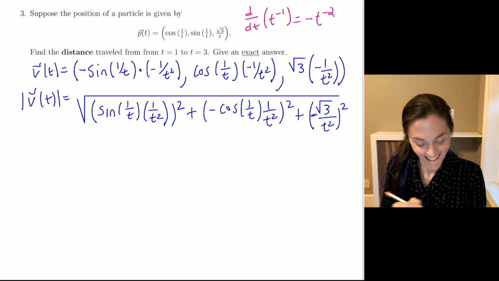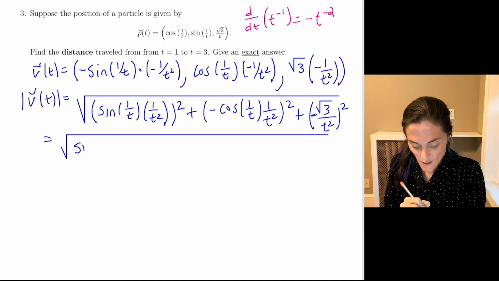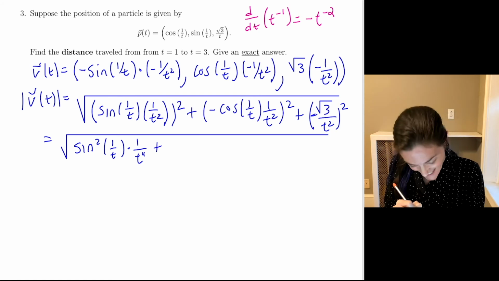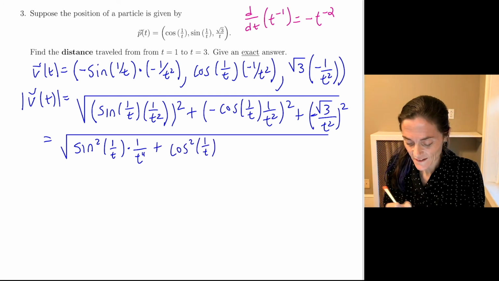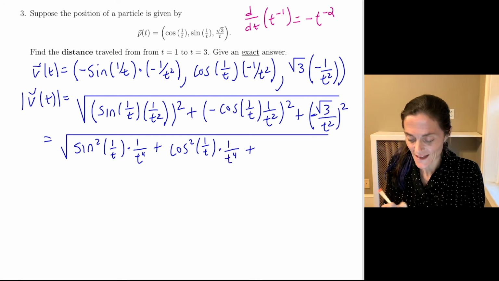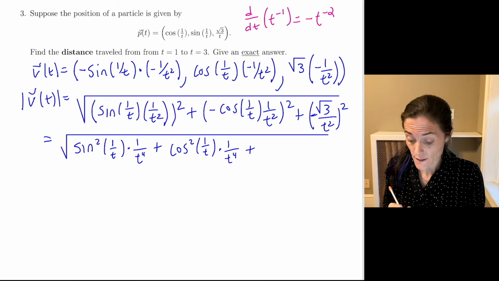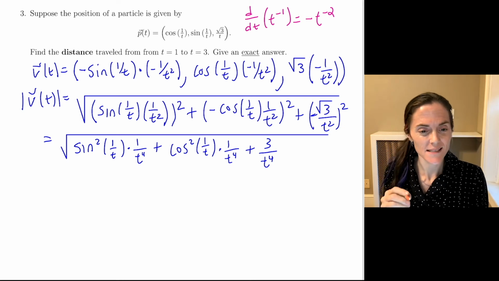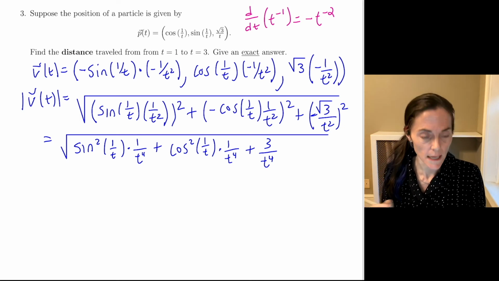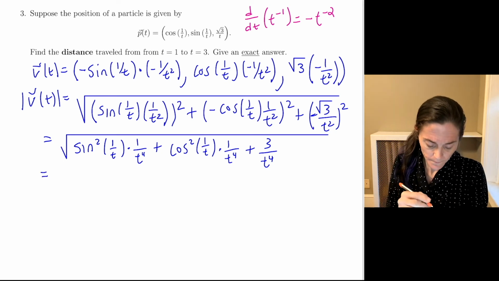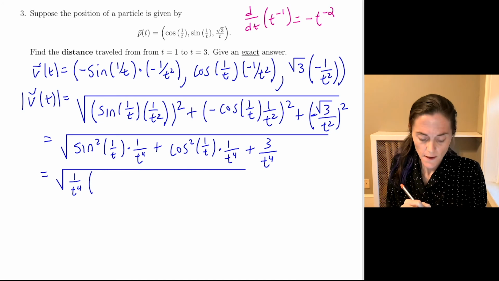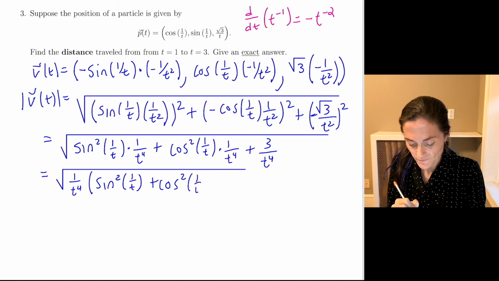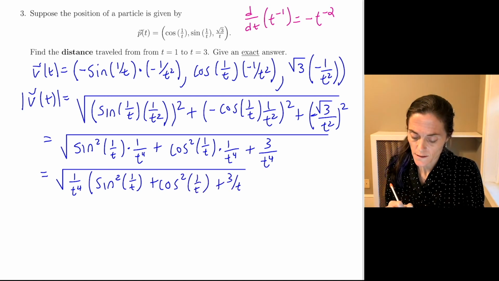We can definitely do some work here. So you notice I get sine squared of 1 over t times 1 over t to the 4th, plus cosine squared of 1 over t times 1 over t to the 4th, plus, well, square root of 3 squared is 3, so I just have positive 3 over t to the 4th. This is actually starting to look really wonderful because sine squared plus cosine squared is 1. It's the most important trig identity. So maybe I'll take a step here and factor that out. We have 1 over t to the 4th times sine squared of something plus cosine squared of the same thing, and then I have this 3 over t to the 4th.